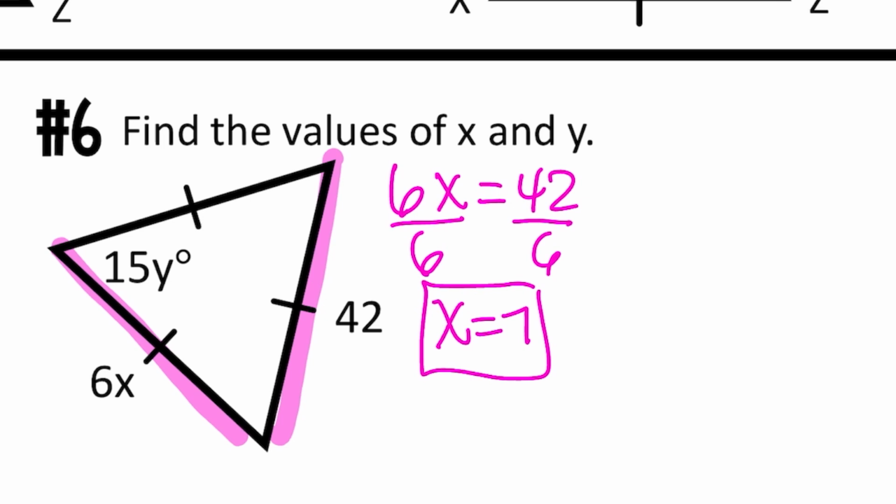I know that it's equilateral, which tells me that these angles are all the same. So I can either say 15y times 3 equals 180. I could say 15y plus 15y plus 15y equals 180. Or I can say 15y equals 60 because I know that every angle in an equilateral triangle is 60 degrees. So go ahead and pick one of those equations and solve it.